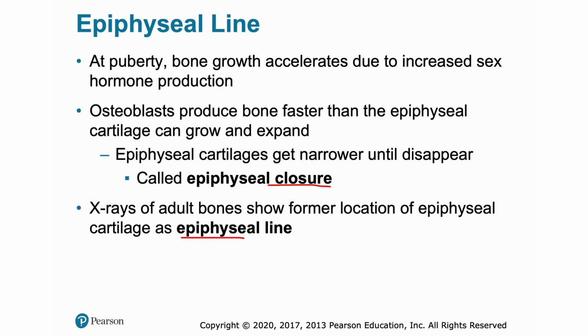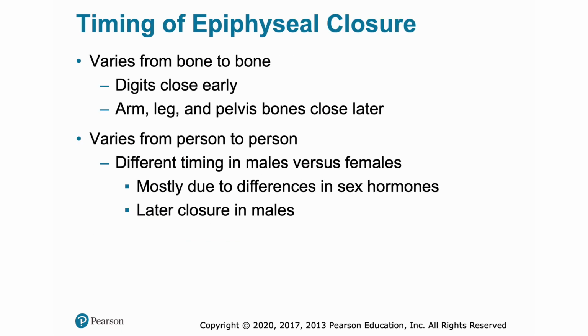The precise timing of epiphyseal closure varies from bone to bone and individual to individual. Ossification of the toes may be complete by the age of 11, but portions of the pelvis or wrist may enlarge until the age of 25. The epiphyseal cartilages in the arms and legs usually close by 18 in women or the age of 20 in men. Differences in sex hormones account for variations in body size and proportions between men and women.